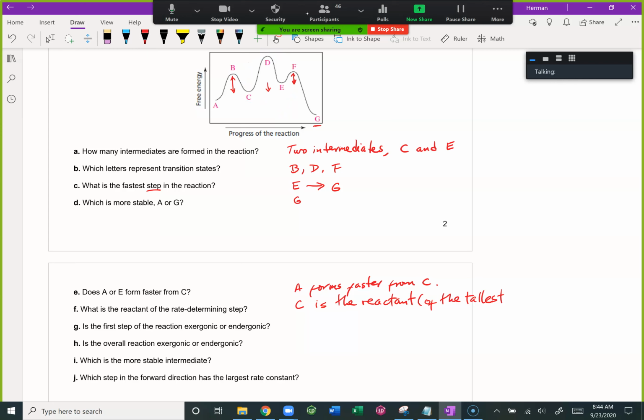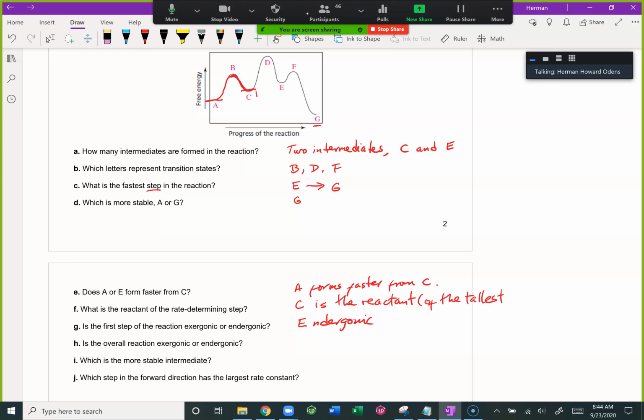All right, let's continue. Is the first step of the reaction exergonic or endergonic? Endergonic. Yes, it's endergonic. So now we're looking at this step only. Notice that C is higher than A. So here you have a positive delta G. All right, so this reaction step is endergonic, also known as endothermic.